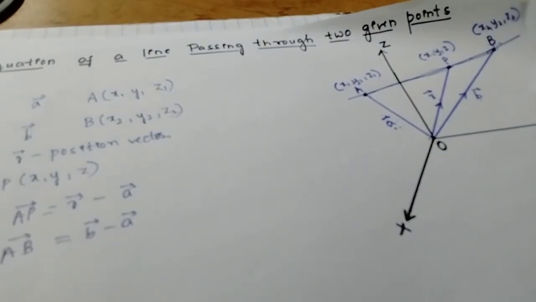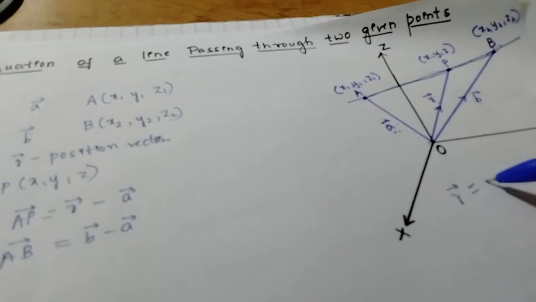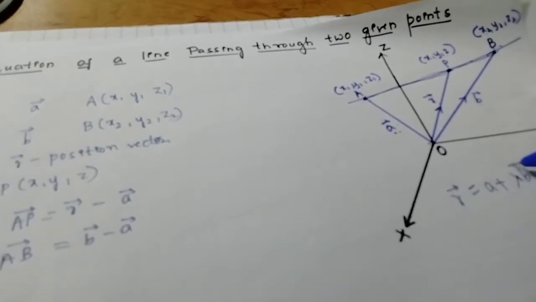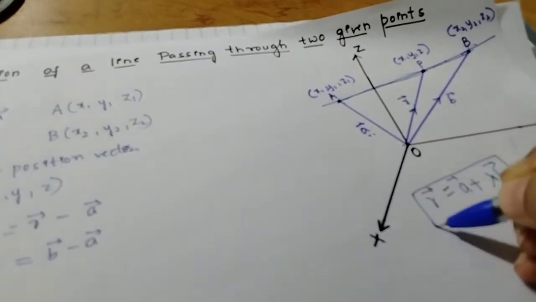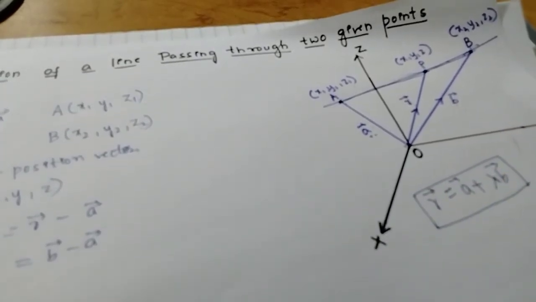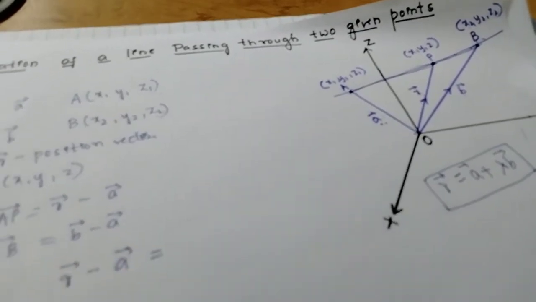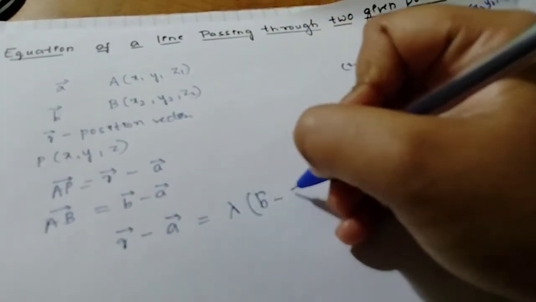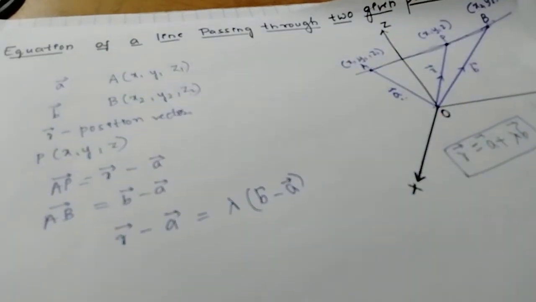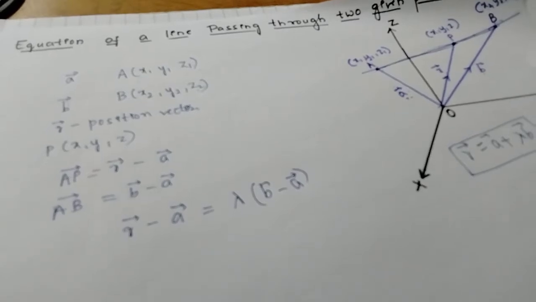So we can write now. In yesterday's equation, what did you write? R is equal to A plus lambda times B, that is, R is equal to A plus lambda times of B. This is what you had written for a given point. The same thing you are going to write here, but here it becomes R minus A is equal to lambda times B minus A. Why? Because there are 2 points here.